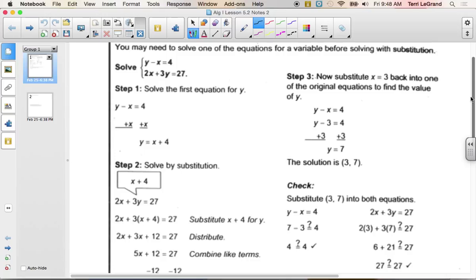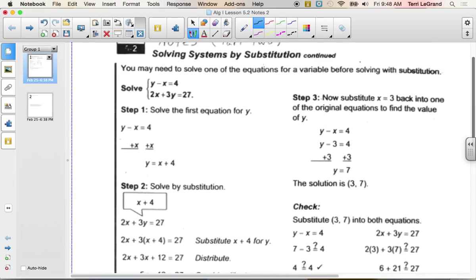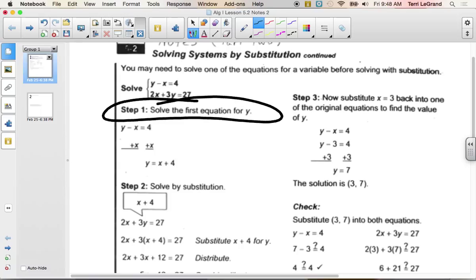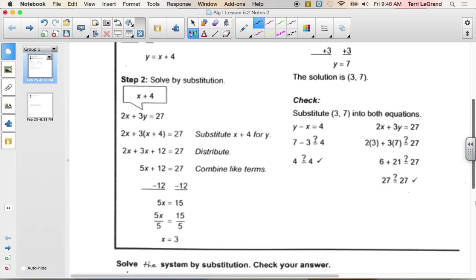So again, this is the thing today: we have to make sure that we make a good choice of which variable we're going to get alone, a y or an x. Doesn't matter. We can do whichever one we want, but we want to learn how to make good choices.